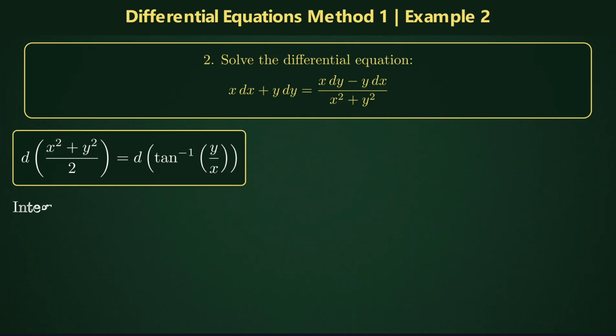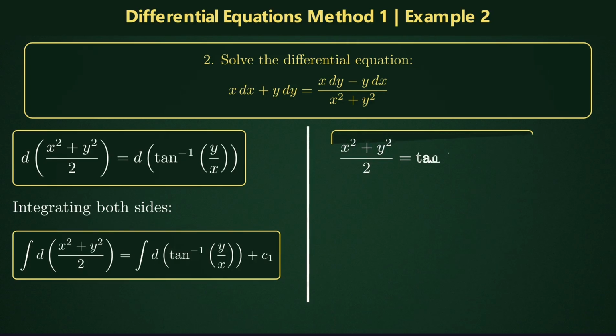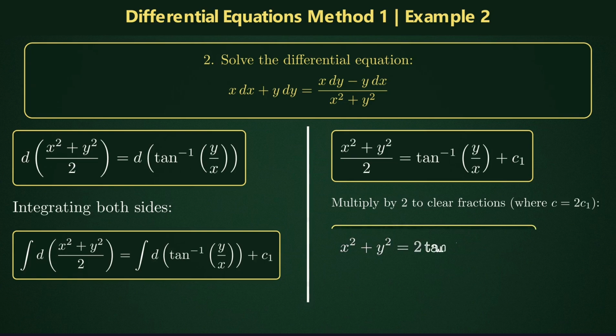Next, we integrate both sides of the equation. This gives the integral of the differential on both sides, plus a constant of integration c1. Integrating both sides yields x squared plus y squared over 2, equals inverse tangent of y over x, plus c1. Finally, we multiply the entire equation by 2 to simplify it, defining c as 2 times c1. We obtain the final required general solution: x squared plus y squared equals 2 times inverse tangent of y over x, plus c.